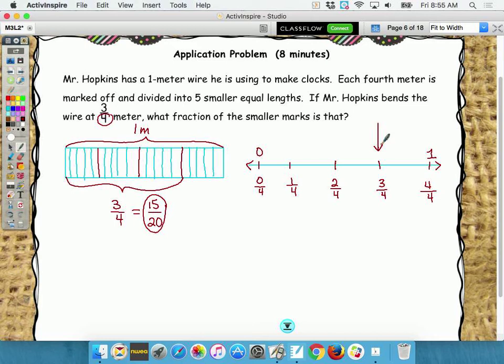What's the next thing I need to do, boys and girls? Nope. I haven't marked off my little pieces. So what do I need to do? Tick marks between each fourth. How many? 4 tick marks. You guys, didn't we divide these into 5 smaller units? Yeah. Okay, that's what we have to do on the number line. Same thing, just a different way of showing it.